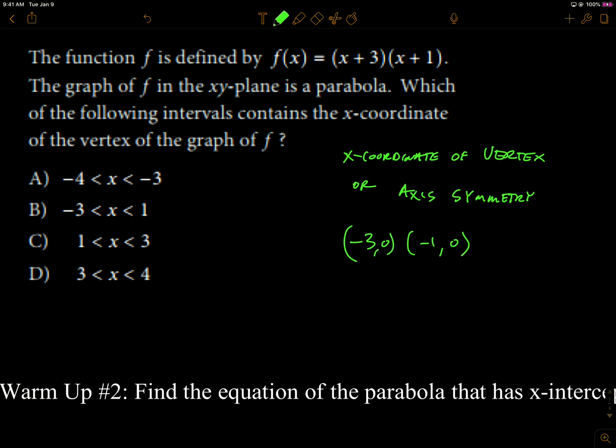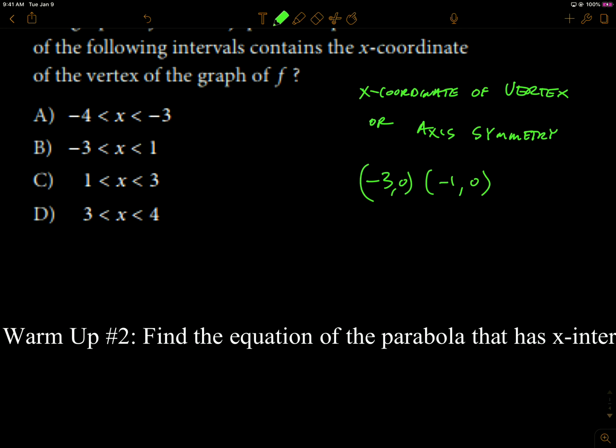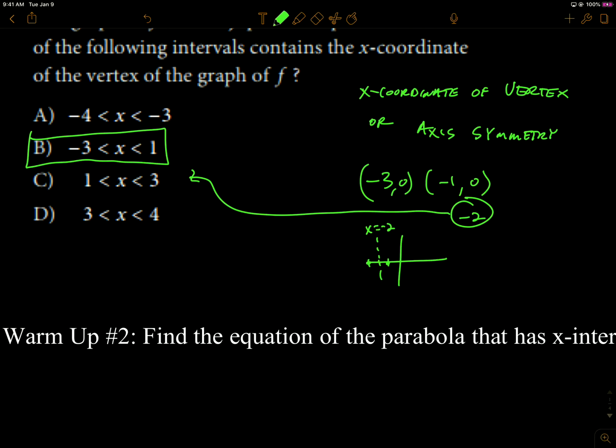So let's see, the function f is defined by that, right? Which interval contains the x-coordinate of the vertex? Well, I know that the vertex is right in between -3 and -1. So I actually know that the axis of symmetry is -2. So the answer is -2. And what interval is -2 on? That is on this interval here, B.